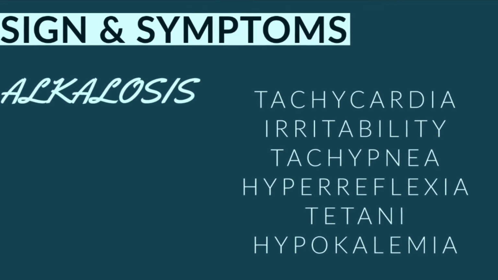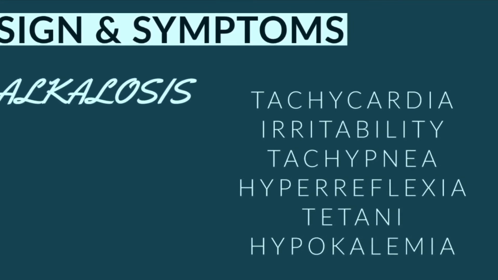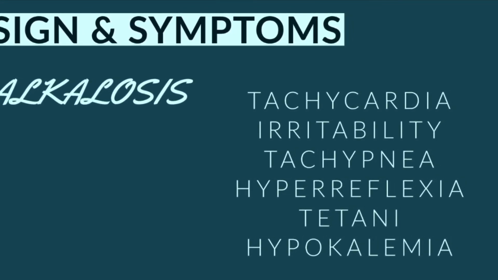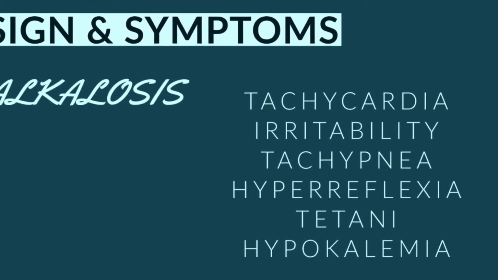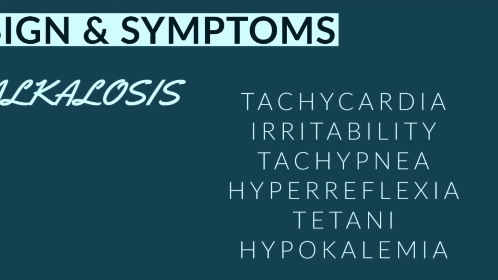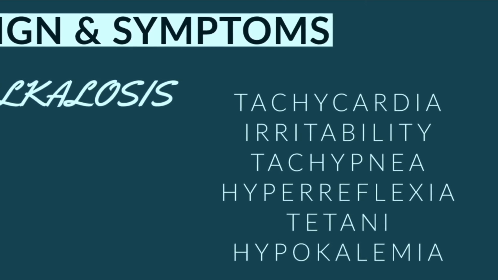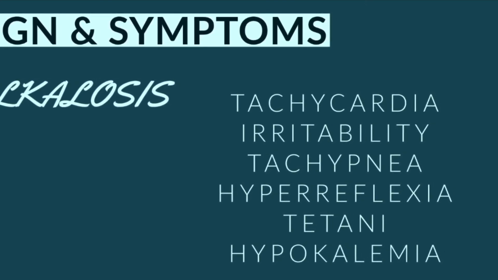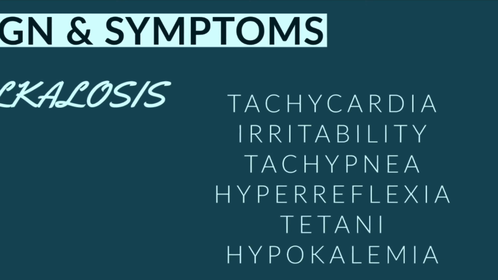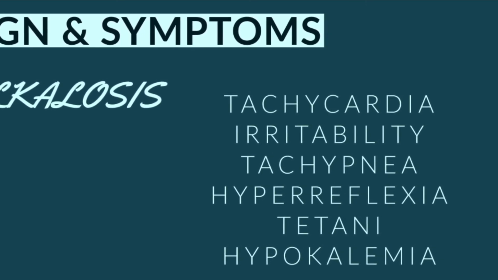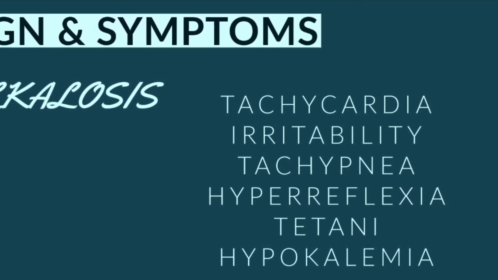Now let's see what happens in alkalosis. When potassium moves into the cell, hydrogen ions move out of the cell, which leads to hypokalemia. Decreased hydrogen ions and decreased concentration of calcium ions lead to hypocalcemia, which leads to tetany. The rest of the signs and symptoms are tachycardia, irritability, tachypnea, hyperreflexia.